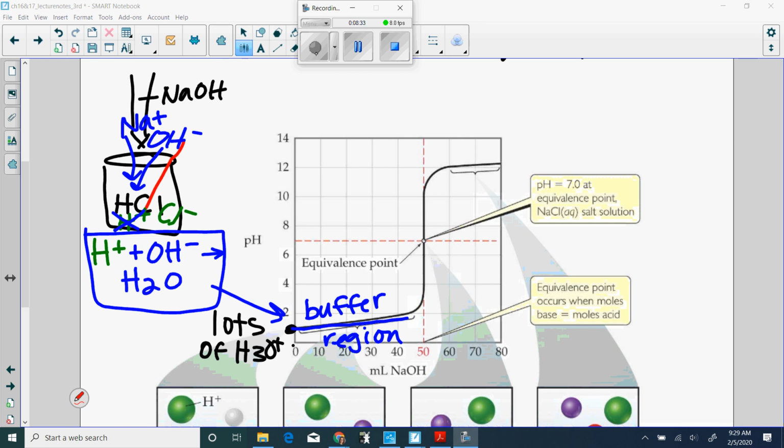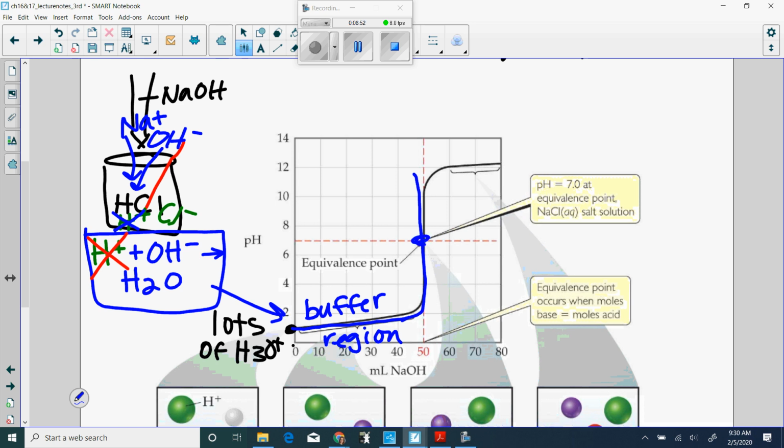All right, but then I get to the point that I add all these sodium hydroxides into the hot tub, and eventually I'm going to run out of hydrogens. Like, there are none left. It's getting harder to find a hydrogen. And there's no more. Gone.